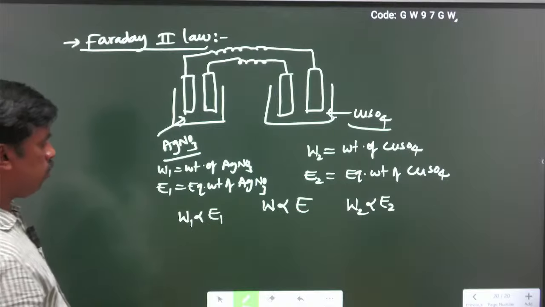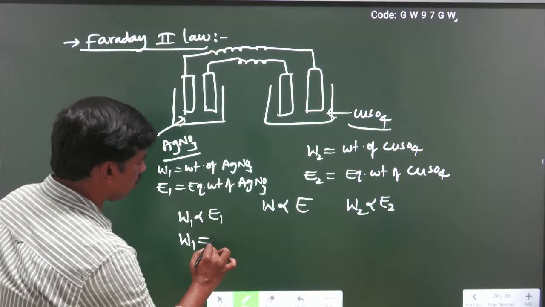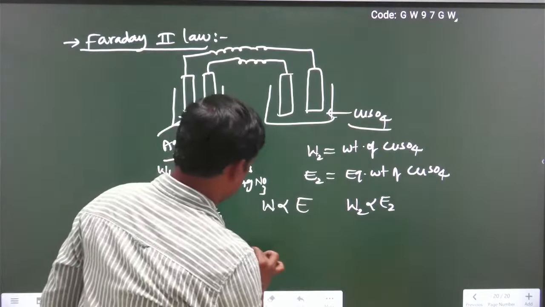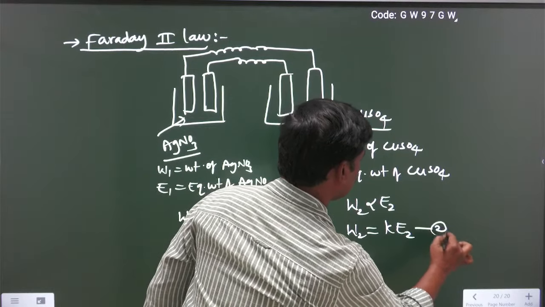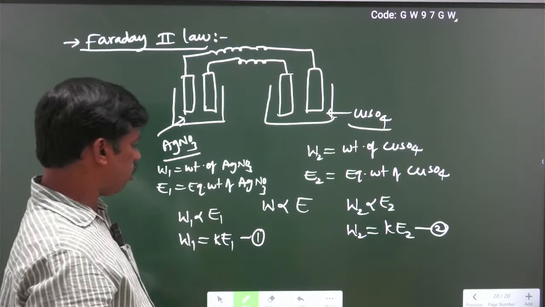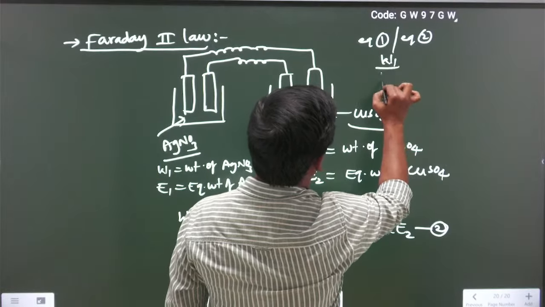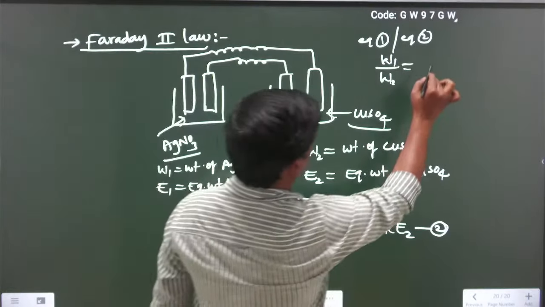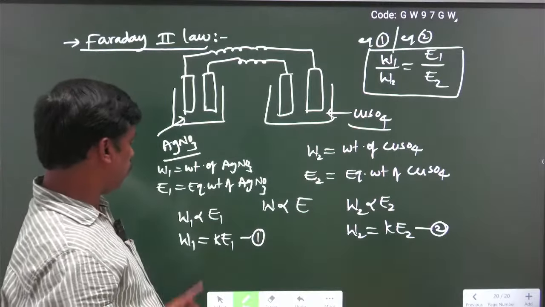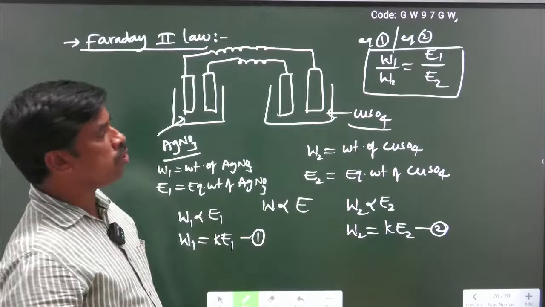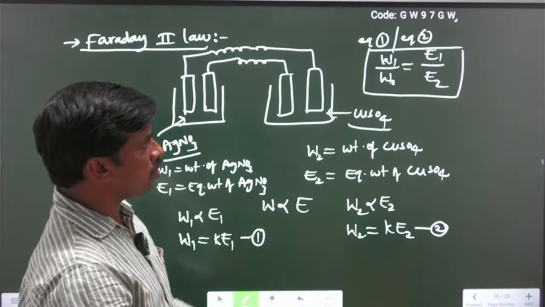Here, for these proportionalities, a constant you can write. If we take a constant K, W1 is equal to K into E1. This proportionality constant, this is equation 1. W2 is equal to K into E2, this is equation 2. Dividing equation 1 by equation 2, the K cancels, and we get W1 by W2 is equal to E1 by E2. This is the final equation, Faraday's second law: W1 by W2 is equal to E1 by E2.